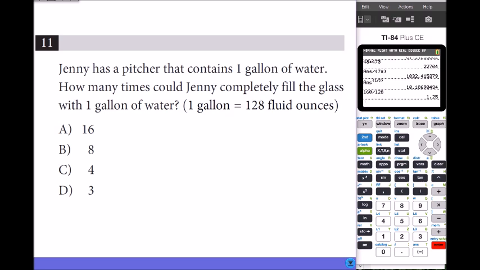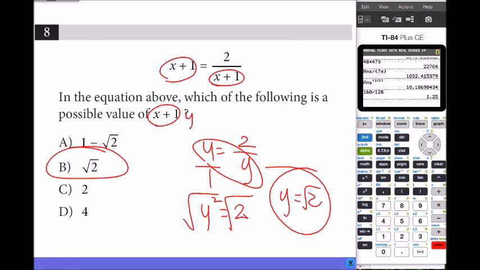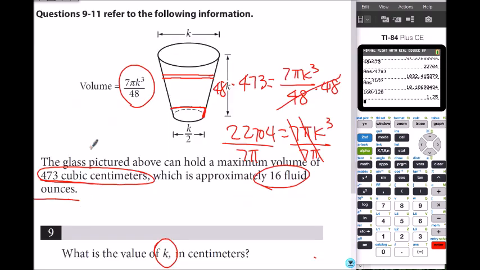11. Jenny has a pitcher that contains 1 gallon of water. How many times could Jenny completely fill the glass with 1 gallon of water? So what was the total volume? The total volume was 16 fluid ounces. So the volume was 16.